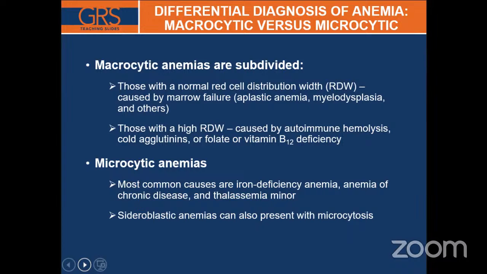In regard to microcytic anemia, it's well known that the most common causes are iron deficiency anemia, anemia of chronic disease, and thalassemia minor. Although sideroblastic anemia can also present with microcytosis. Next slide, please.